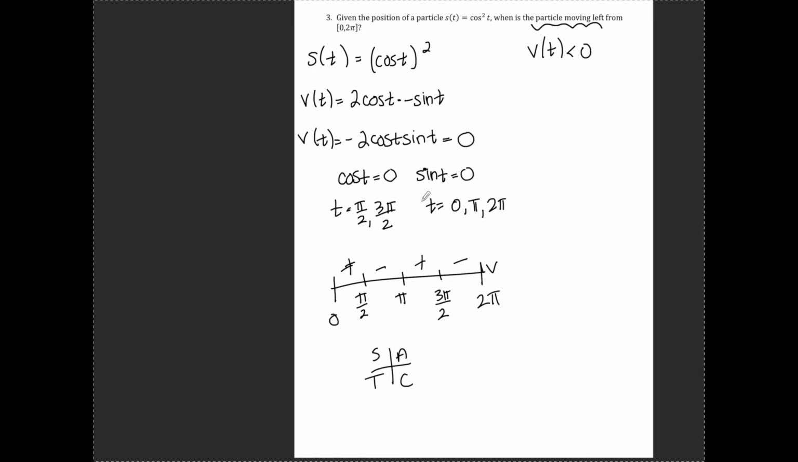So now to write out our final answer, I'm moving left when the velocity is less than 0. So I'm less than 0 when the velocity is negative, which is here and here. So there's 2 intervals. My intervals are going to be pi/2 to pi and 3 pi/2 to 2 pi. Number 4, given the position of a particle s of t equals sine of e to the t, when does the particle change direction?